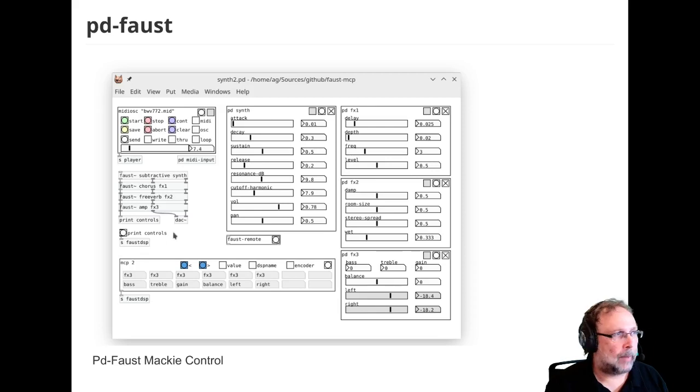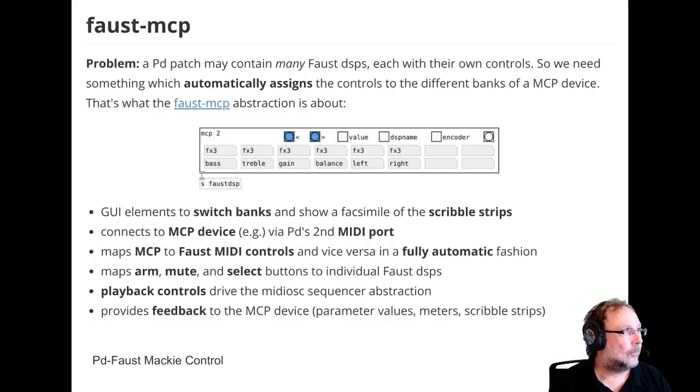The rest of the patch is just a normal Pd-Faust patch, but down here is the actual Faust-MCP unit, which does all the translation from the MCP device to the Faust units. Let's take a closer look at the Faust-MCP unit.